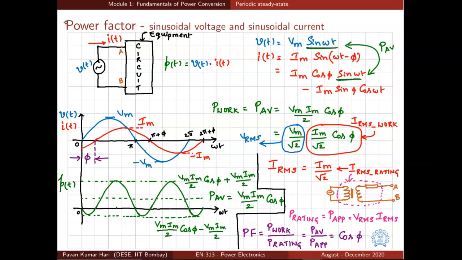So the power that contributes to useful work done is denoted by P work here, which is nothing but the average power. P average is given by Vm Im by 2 cos phi. It can also be written as Vm by root 2 times Im by root 2 cos phi, and Vm by root 2 is nothing but the RMS value of the input voltage Vrms, and the second part Im by root 2 cos phi is the RMS value of the current component which is responsible for useful work done. So that we are denoting by IRMS work.